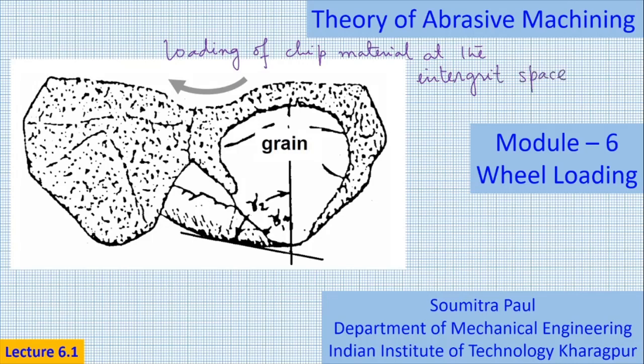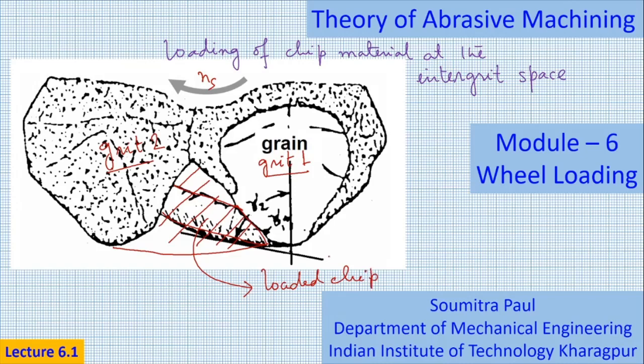We will explain that. So this is one particular grid, maybe grid number 2. This is grid number 1 or grain number 1. This is moving in this particular direction and this is forming a chip. The entire region is the intergrid space, and this structure, whatever you can see here, is the chip which has loaded. So this is the loaded chip or accumulated chip at the intergrid space. So this is wheel loading.